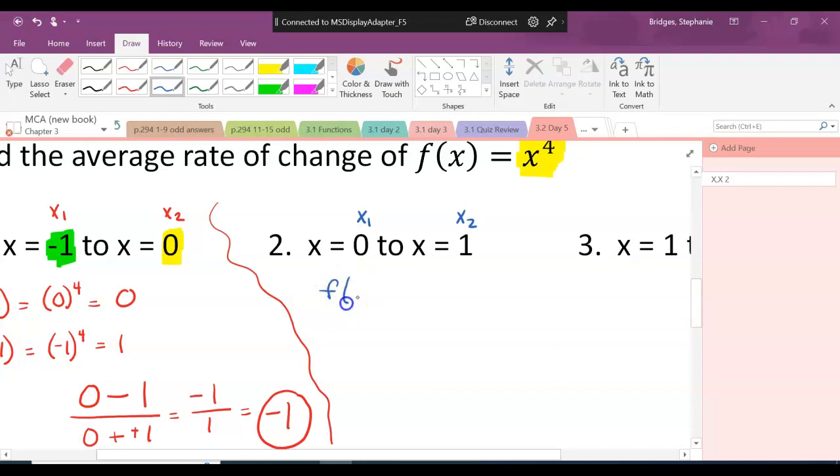So we're going to find the value of the function when x is 1. Again, it's still x to the fourth, so we're going to plug that in. What is 1 to the fourth power? 1. Okay. Then we're going to do the same thing for the second number. We're going to plug that in.